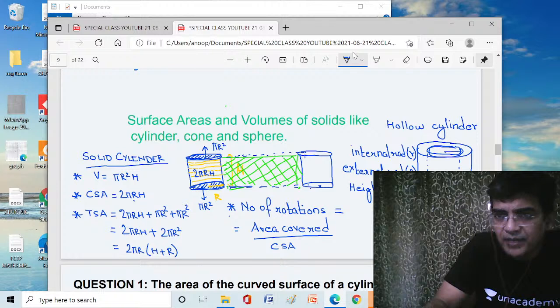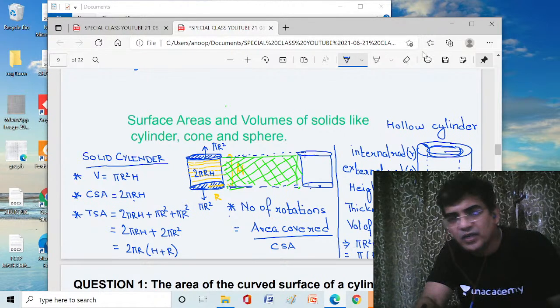If you subtract it, you can take pi and h common. From these two I have taken pi and h common, so I am left with r square minus r square. In this way you can arrange the formula for the volume of material in a hollow cylinder.